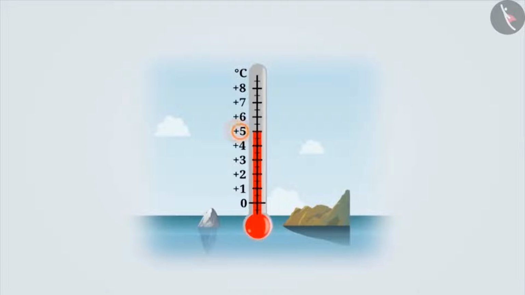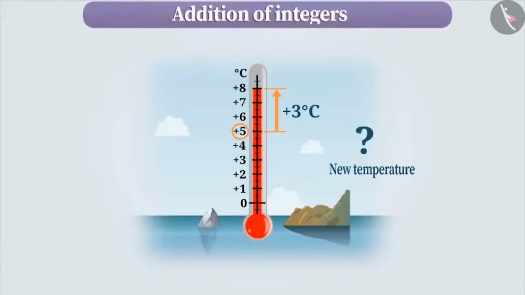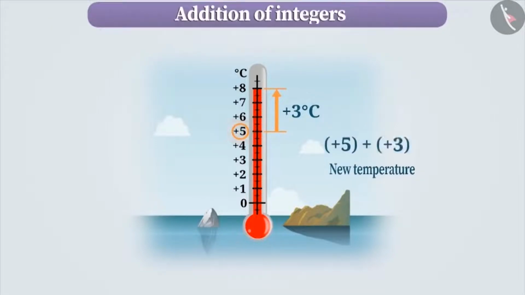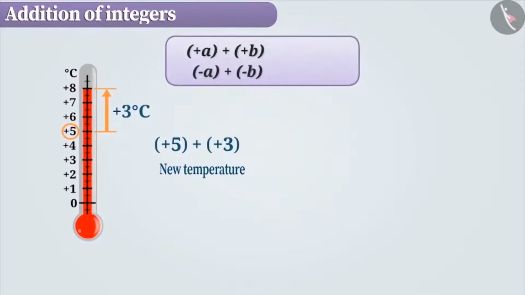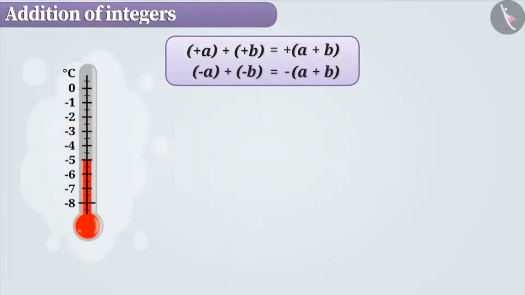Let us suppose the temperature of a certain place is plus 5 degrees centigrade. If it increases by plus 3 degrees, then the new temperature can be found by finding the value of plus 5 plus 3. If the signs of the integers are the same, then they are added without sign. After that, the sign is included with the result. While adding two positive integers, we add them without sign and later the plus sign is included in the result 8. That is, it is expressed as plus 8.